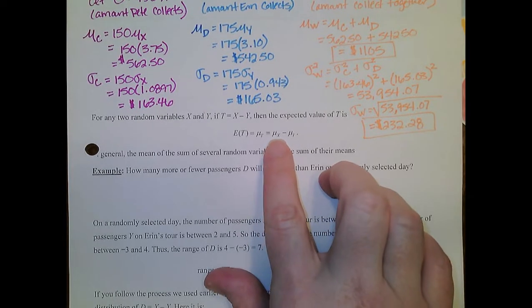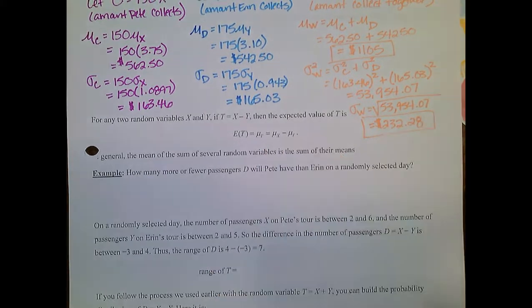So when we add random variables, the mean of that sum is the sum of the means. And when we subtract random variables, the mean of the difference in those random variables is going to be the difference in their means. And just like before, in general, we can extend that to more than one random variable. So it doesn't just have to be one. If we subtract multiple random variables, then we would just subtract their means.